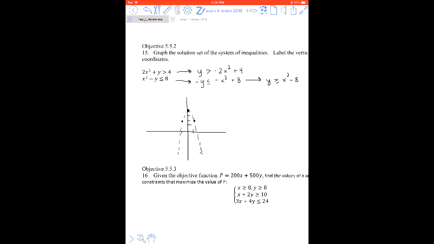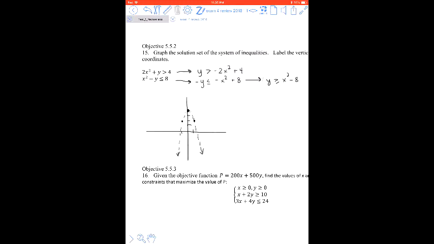And then we need to figure out where the shading is going to be. So if you plug in a test point, like 0, 0 right there, you end up with the statement 0 is greater than 4, which is false. 0 is not greater than 4, which means the test point I chose here, 0, 0, is not in the shaded region. So the shaded region is on the outside of the parabola right around here. Now I'm not going to shade that right now because it's going to get kind of messy. I'm just going to remember that that parabola is shaded on the outside.